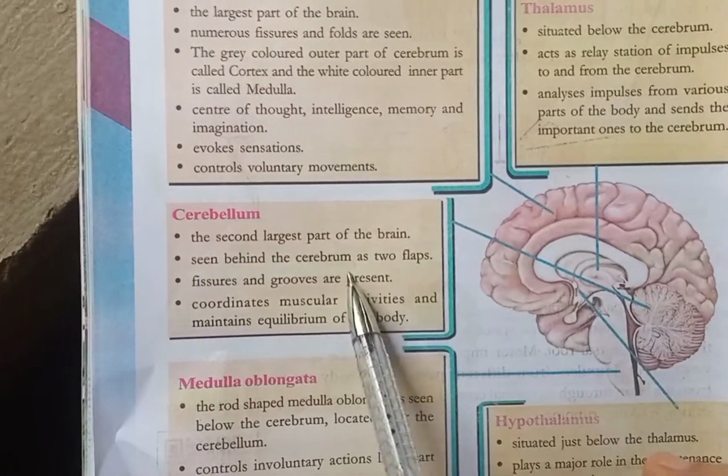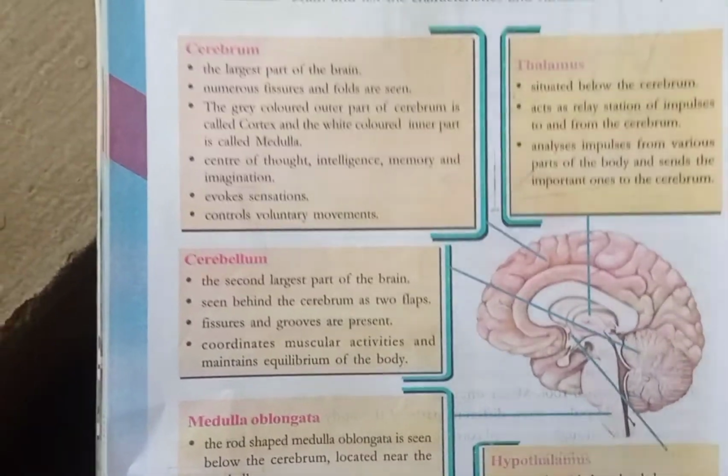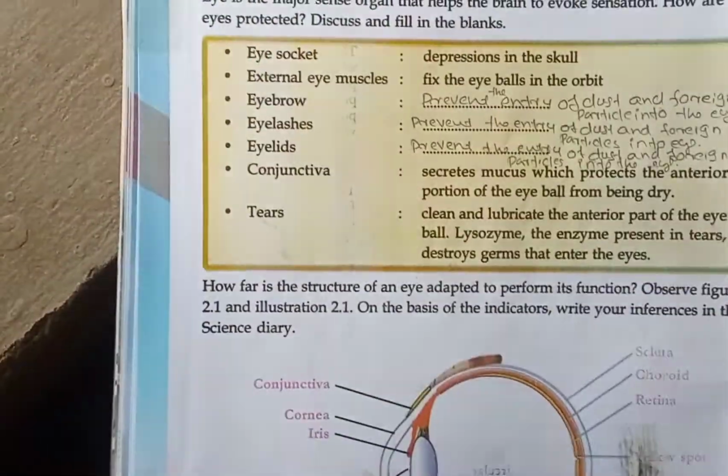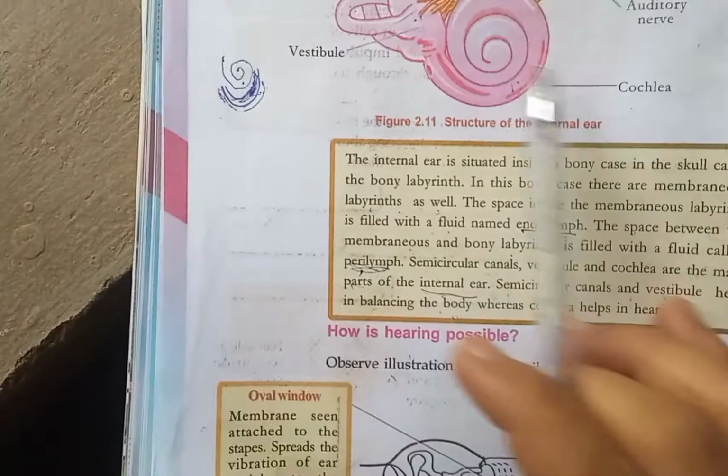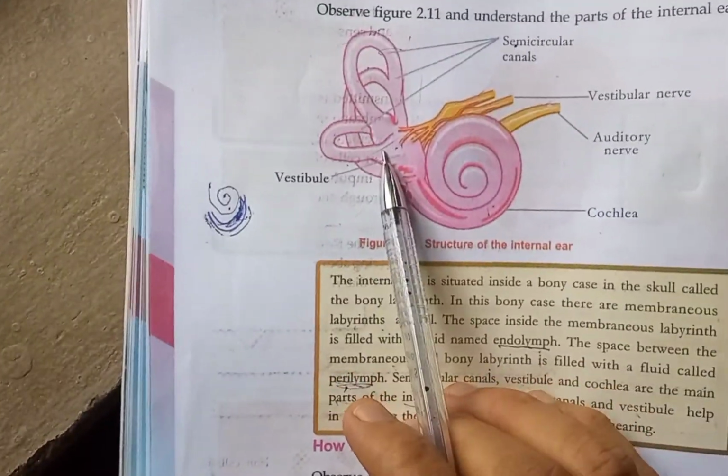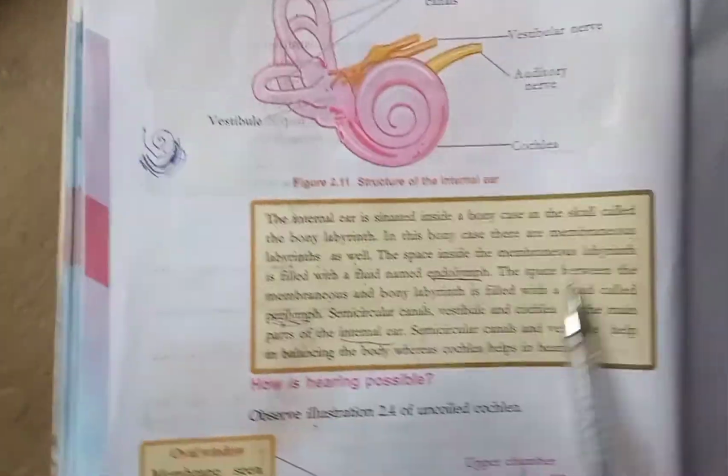Cerebellum. This is body balance. Similarly, one more part in the ear is known as what? Semicircular canal. Semicircular canal and vestibule. Understood now? What you understood from this?